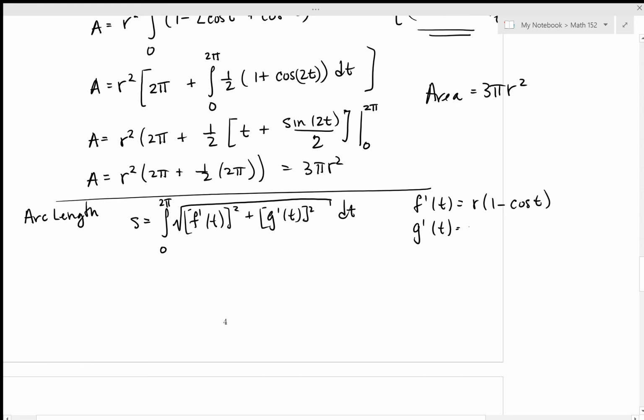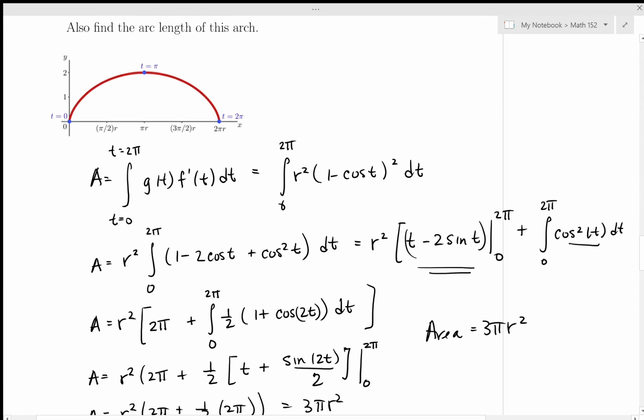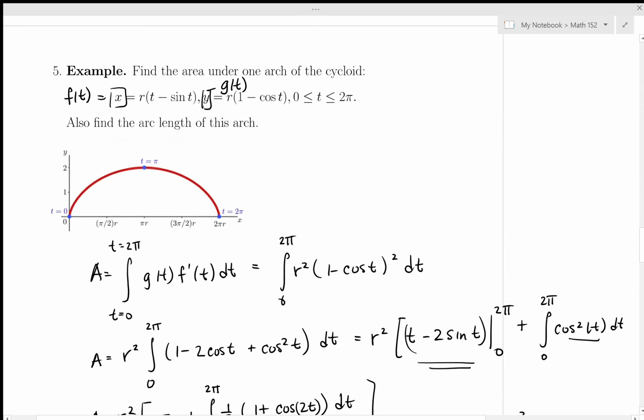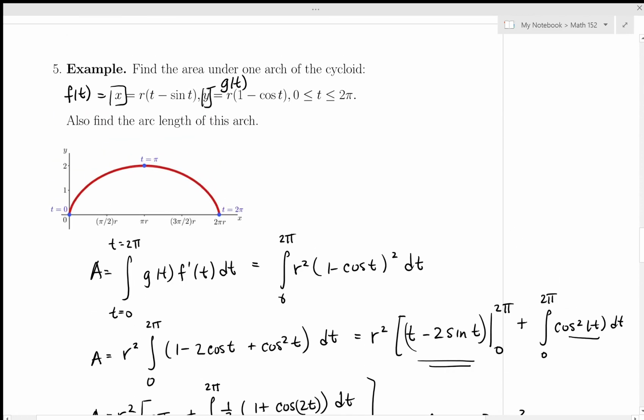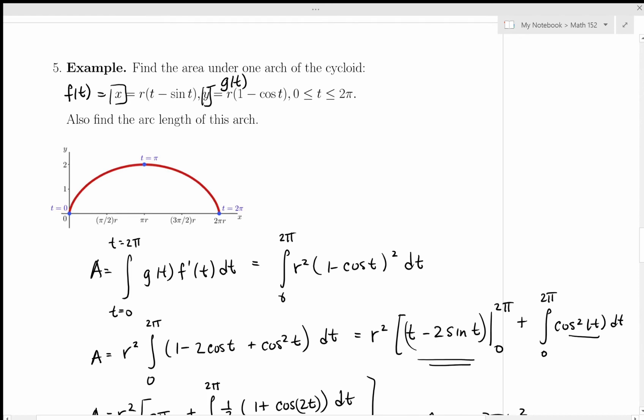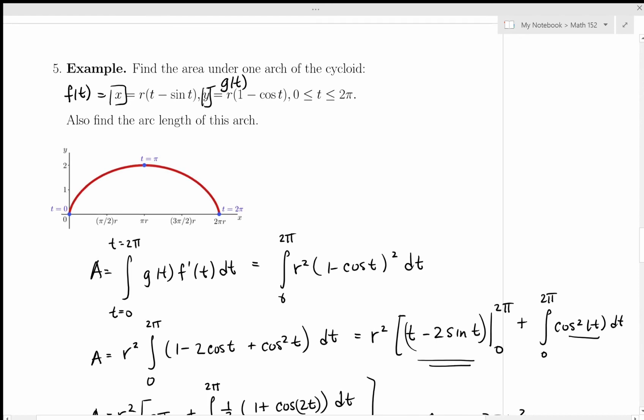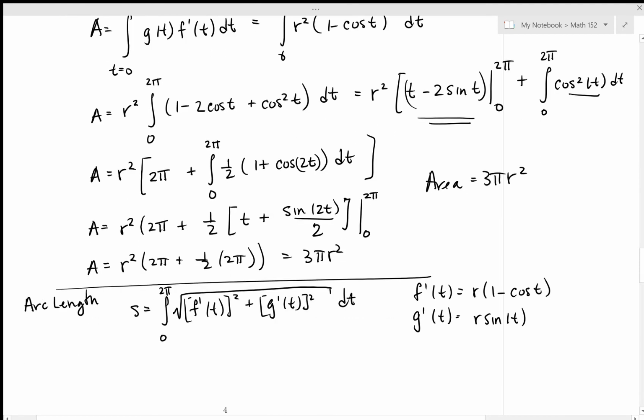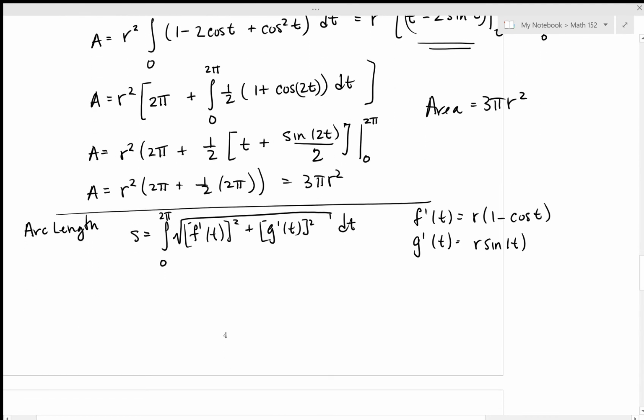G prime is r sine t. Let me make sure I have that right. G prime, yeah, I take the derivative of g. The derivative of r is 0 when I take the derivative with respect to t, and then I have the derivative of cos. Yep, it's r sine t. Okay. I will square both of those. Maybe I'll just do this in one step.